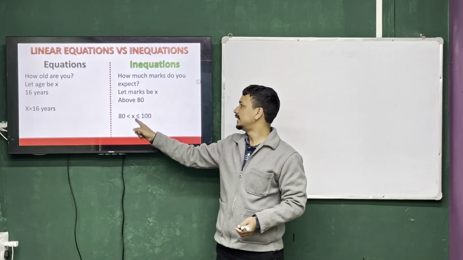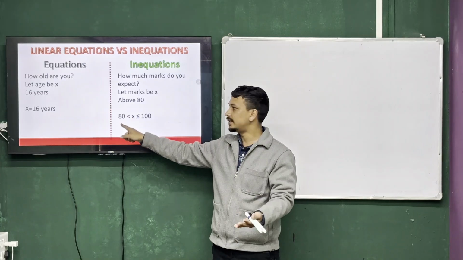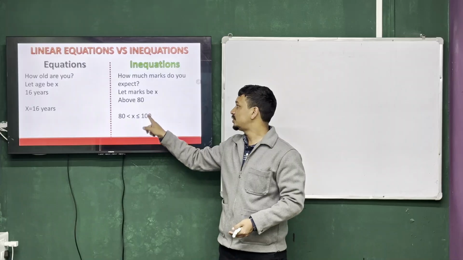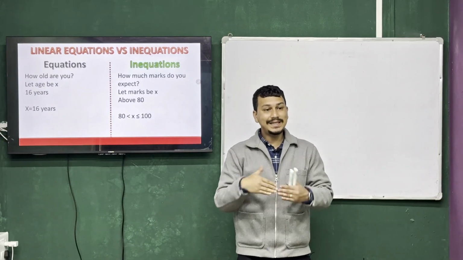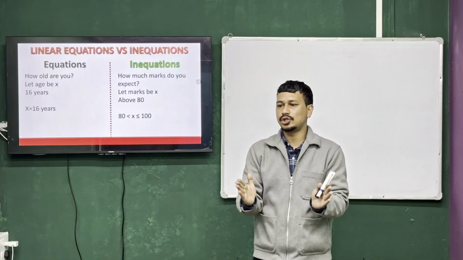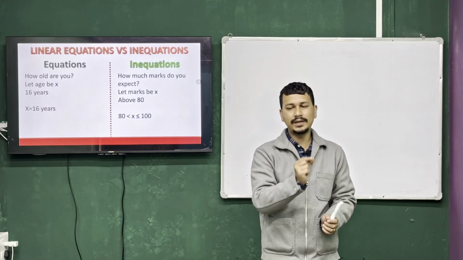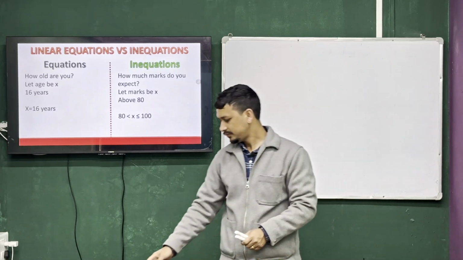If you see the way we have written the inequation, X is greater than 80 because you said you're expecting more than 80, means 81 or so, but it should be less than 100, right? So in inequation you get a range of values, whereas in equation you get one particular value. Is that clear? Alright.